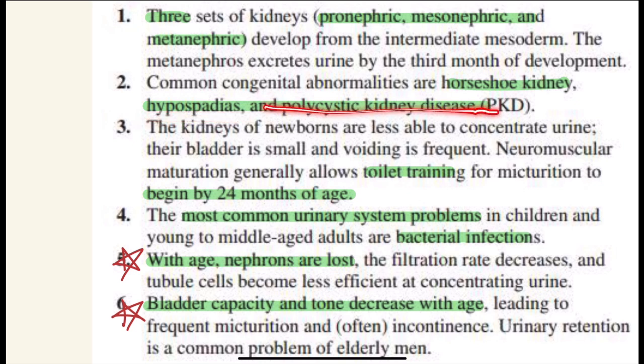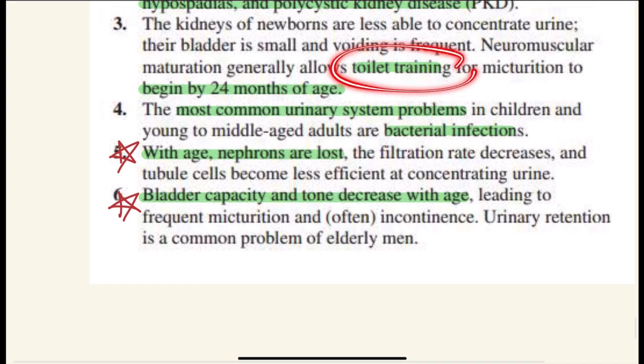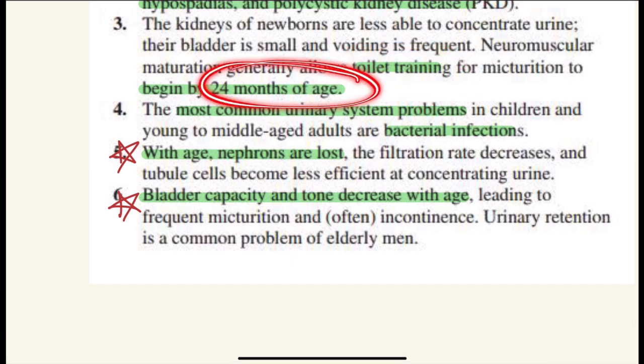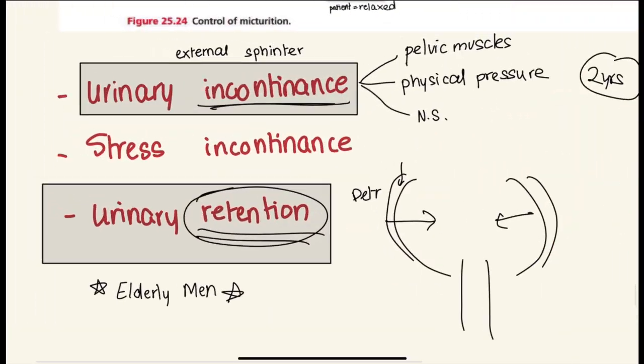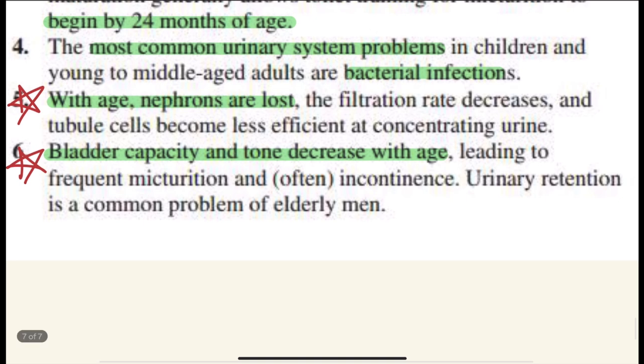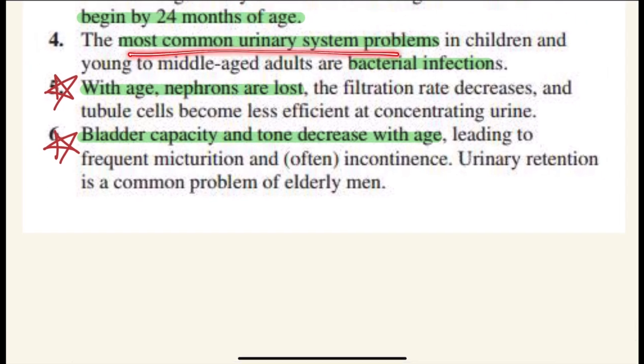Okay, then I have polycystic kidney disease. Polycystic kidney disease is basically fluid-filled cysts which occur in the kidneys. Okay. And toilet training usually begins at 24 months of age. So like I said before, what could happen? You could have urinary incontinence. Okay, and the most common urinary system problems are bacterial infections, which can also lead to UTIs, which is urinary tract infections, basically. Okay, and with age, what happens? The nephrons are lost. So these are things that you might be tested on.